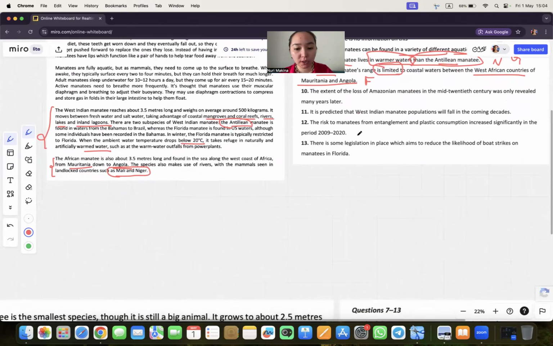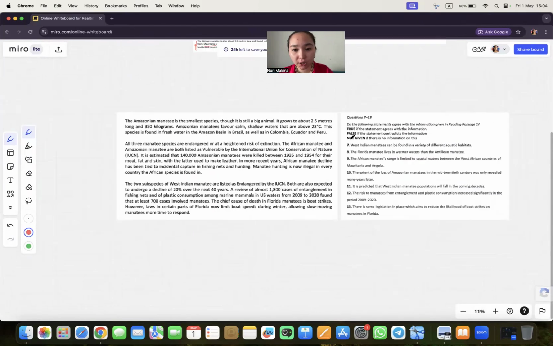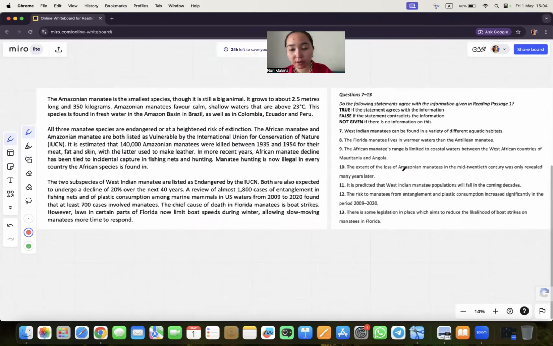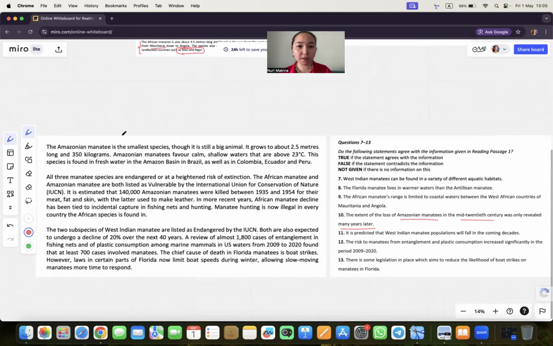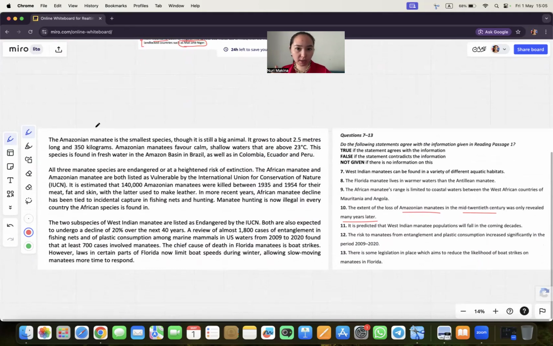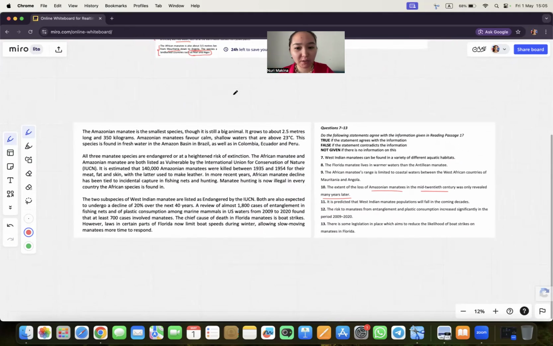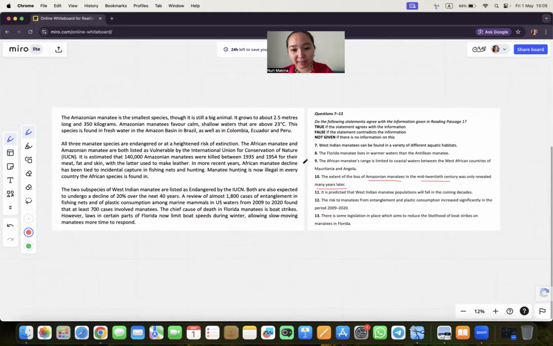So we're moving on to question 10. Question 10 is here. The extent of the loss of Amazonian manatees in the mid-20th century was only revealed many years later. Amazonian manatees. Why am I scrolling down? Because the second part of the passage is on the next page of the textbook. So it's more comfortable to use this new question page, the screenshot of the question. So that's why we're scrolling it down. Never mind, let's keep reading.